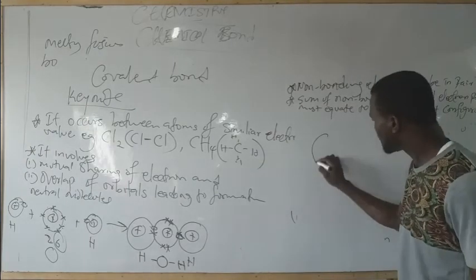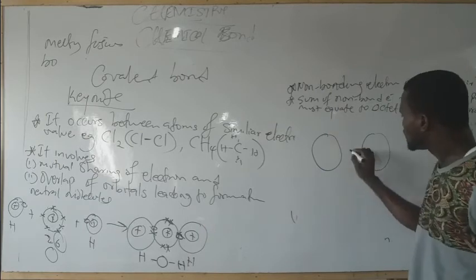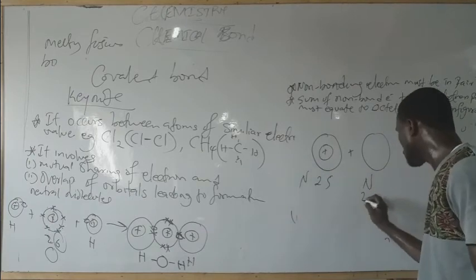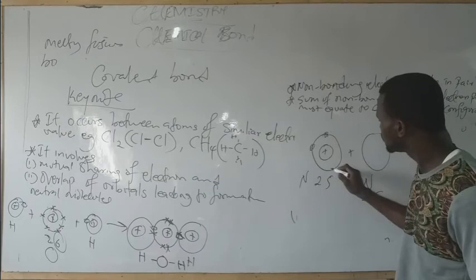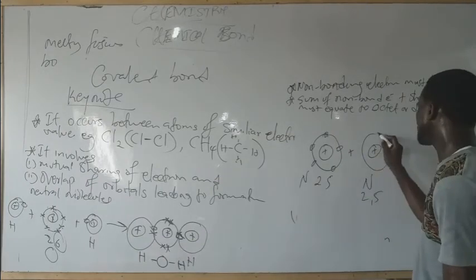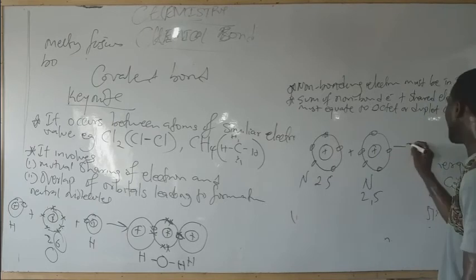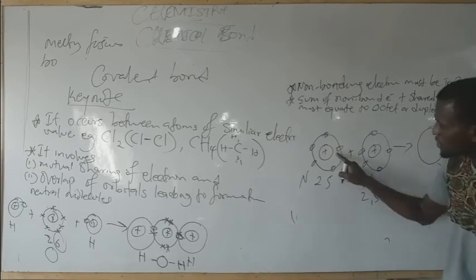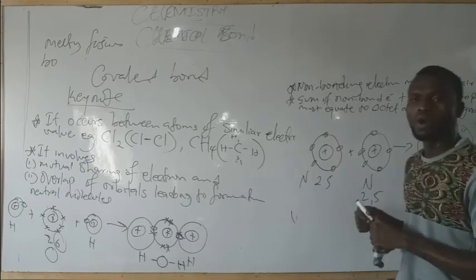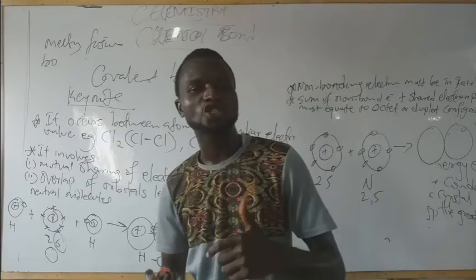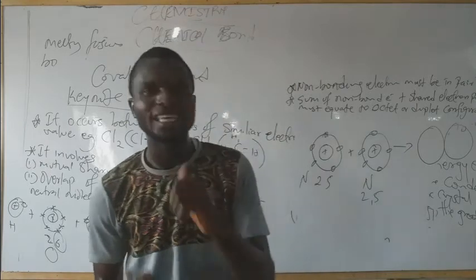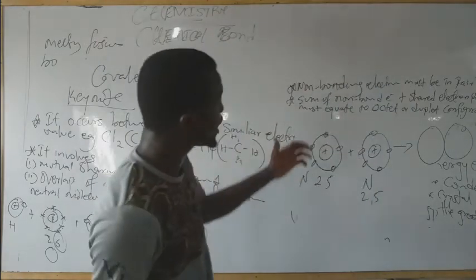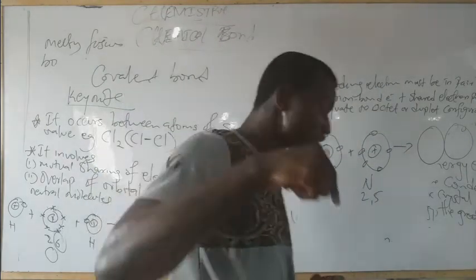Now let's prove that. If you look at nitrogen, for example, you have nitrogen, nucleus, 2, 5. This is nitrogen, this is another nitrogen, 2, 5. Now we have 1, 2, 3, 4, 5, and this is a nucleus, 1, 2, 3, 4, 5. Now, after combination, we have the overlap this way. Remember we said non-bonding electron. What is a non-bonding electron? Non-bonding electrons are electrons available for further combination. In layman's terms, it means the electrons that are not used in chemical bonding. A shared electron pair means the electrons that were actually used in chemical bonding.